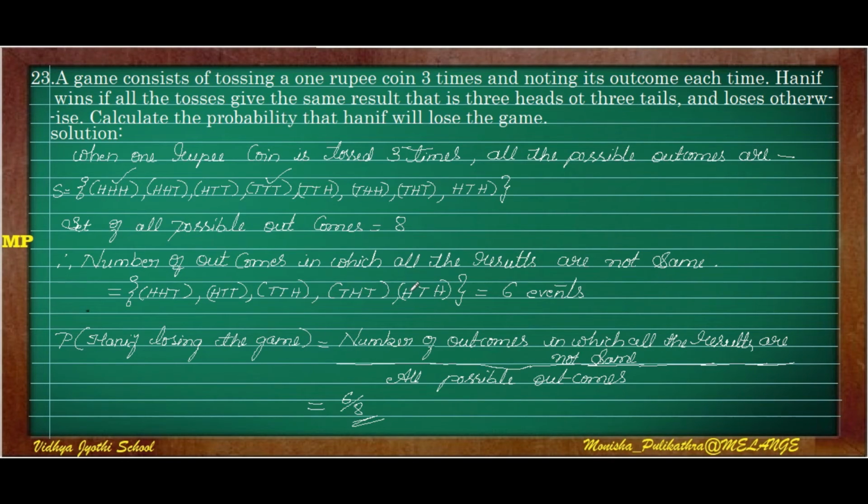So this is the outcome in which Hanif will lose the game. Out of 8, 6 possibilities are there in which Hanif loses the game. So the probability of Hanif losing the game is the number of outcomes in which all the results are not the same divided by all possible outcomes. Which is not the same is 6 events, so 6 divided by the total outcomes, which is 8. So the probability in which Hanif loses the game is 6 by 8. I hope you understood this.